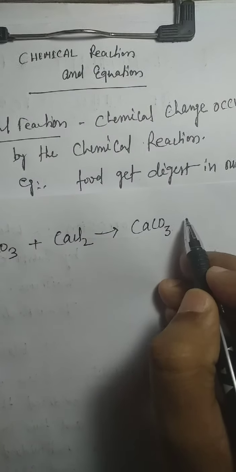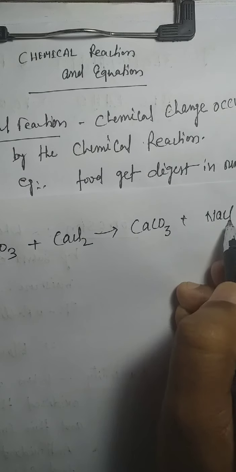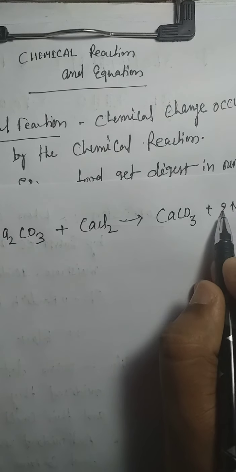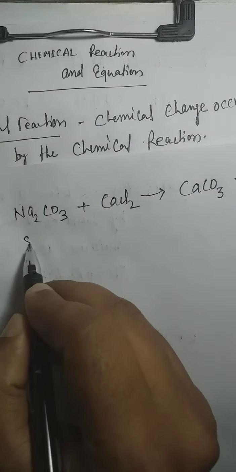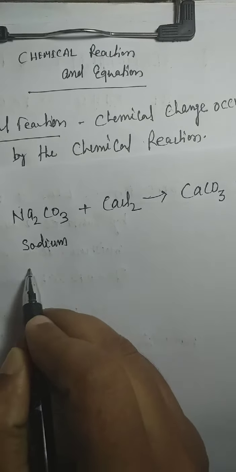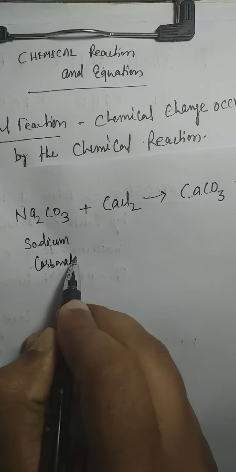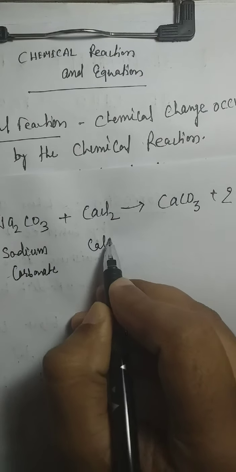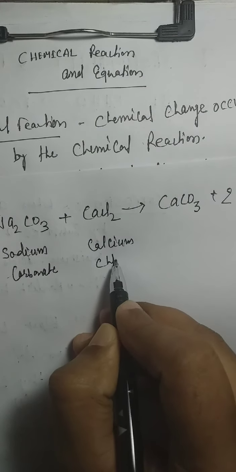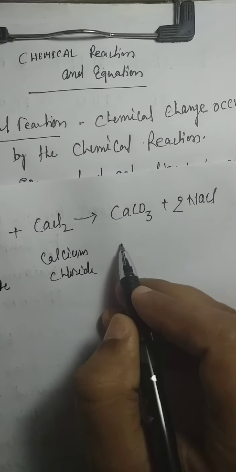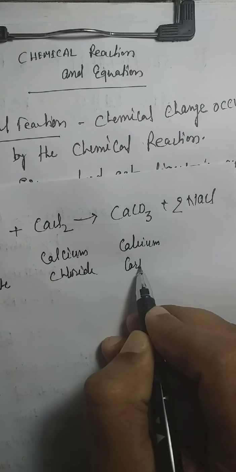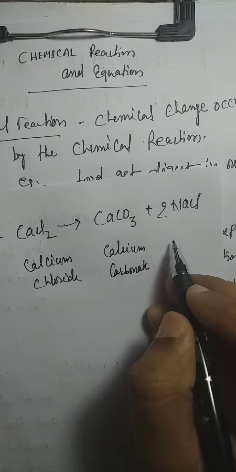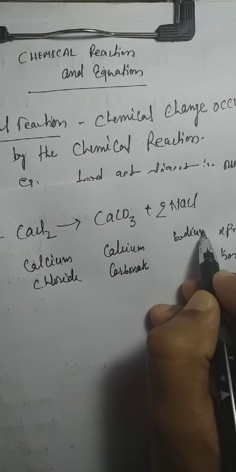CaCO3 and NaCl. Correct? And just to balance, because on this side you find 2 Na, you will make 2 NaCl as well. Finally our reaction is balanced. You may want to write it as sodium carbonate, right? Next is calcium chloride. And on the product side, calcium carbonate. And apart from this, sodium chloride is another product.